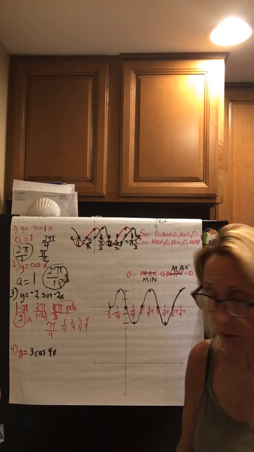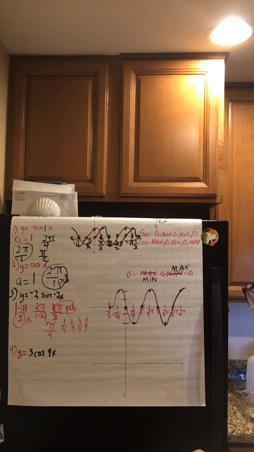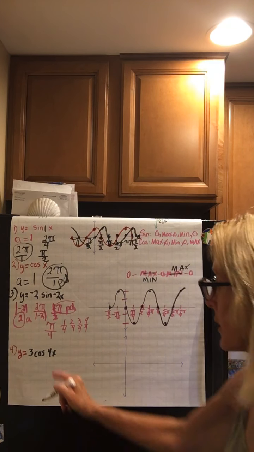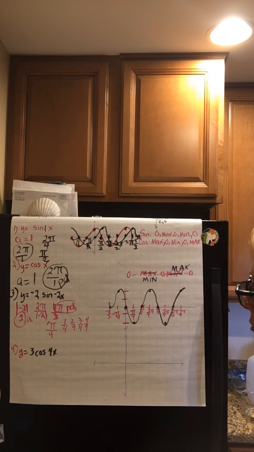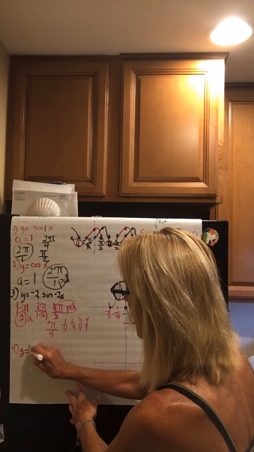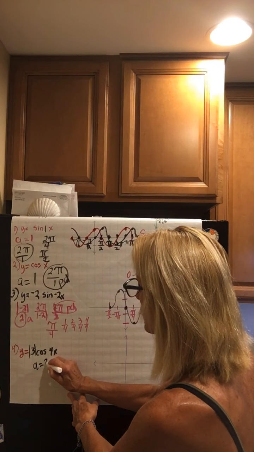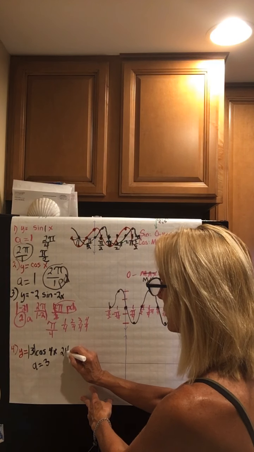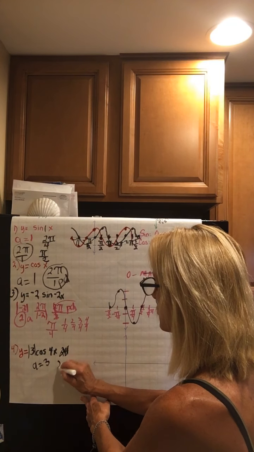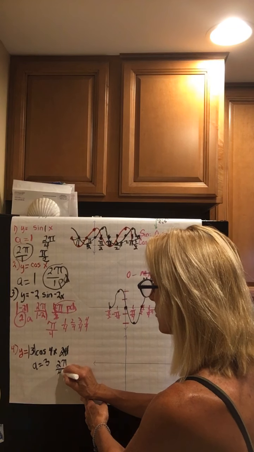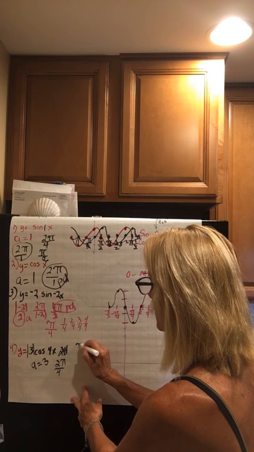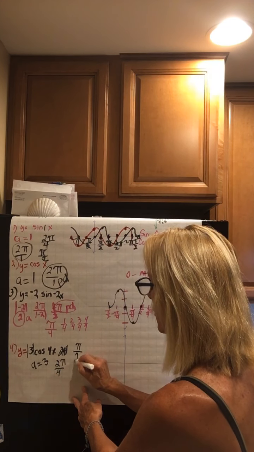Okay, so the last one I want to do is, of course, going to be a cosine graph. I think you can still see that. Take that out of the way. So if you can't see it, it's 3 cosine of 4x. So on this one, our amplitude, the absolute value of 3, is a equals 3. To find my period, remember it's 2 pi divided by 4. So my period is 1/2 pi, or just pi over 2.